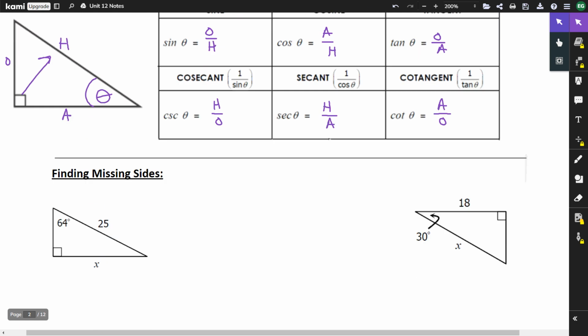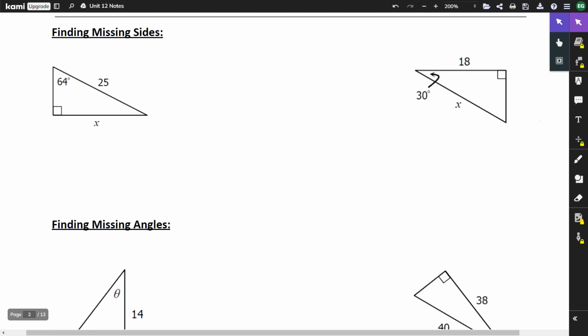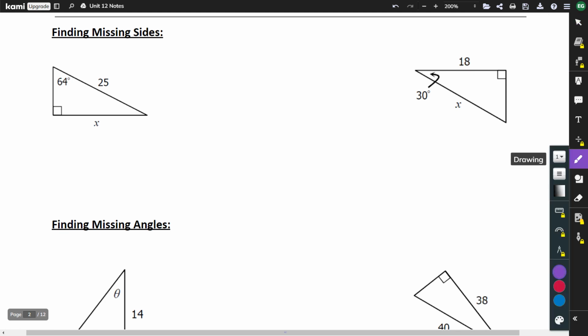So when we are using SOHCAHTOA, it's typically to help us find missing sides and missing angles on specifically a right triangle. So what I like to do is label what I know, right? Here's my angle. This is my opposite side based on that angle, and this is my hypotenuse. So opposite, hypotenuse, sine tells us that we need to use our sine function.